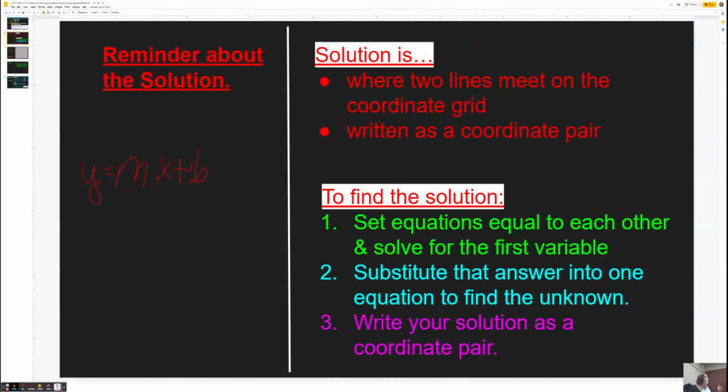So here are the steps. You're going to set those two equations equal to each other. You're going to solve for whatever letter is there using inverse operations. All the variables on one side, all the plain numbers on the other. And then you're going to take the number that you get and plug it back into one of the two equations to get the other number. And then we're going to write our solution as a coordinate pair.